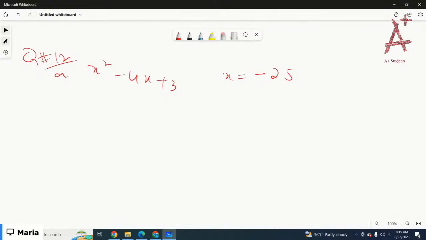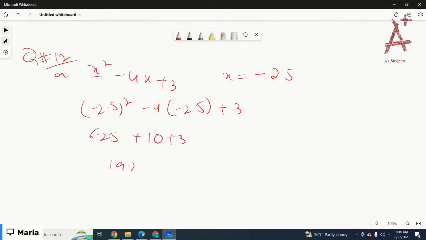So replace every x with negative 2.5. Got it? It would be negative 2.5 square minus 4 times negative 2.5 plus 3. Negative 2.5 square is 6.25, negative negative is plus, so 4 times 2.5 is 10, and plus 3. When you add together, they make 19.25. Got it? That's how you have to evaluate.